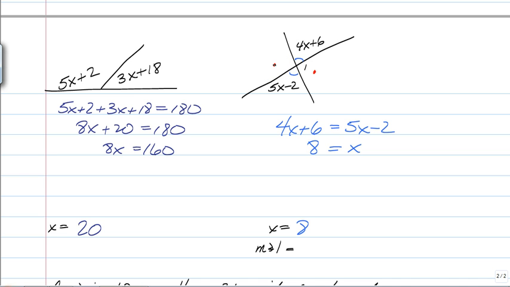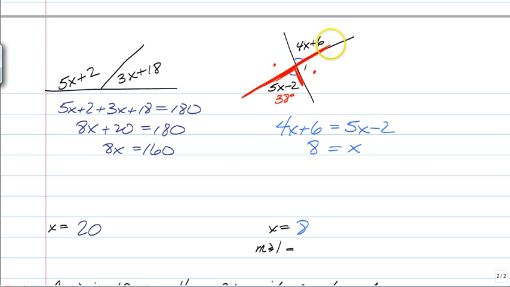So now you have to get clever. So you're going to plug it into one of these guys. So we're going to substitute it in here. We're going to have 5 times 8 minus 2, which is going to give us 38 degrees. Now is where you get slick. If you know that this angle is 38 degrees, watch this.